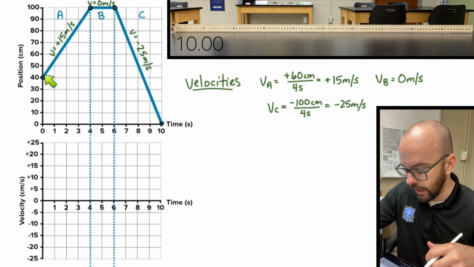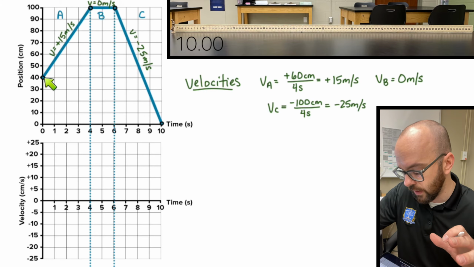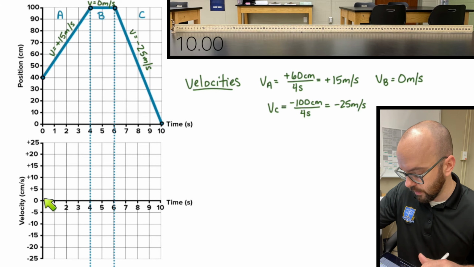Let's take a look at interval A to start. I've got a constant velocity of positive 15 meters per second. As soon as the stopwatch started, the toy soldier was moving at a velocity of positive 15 meters per second. So I can graph that down on my velocity time graph here.